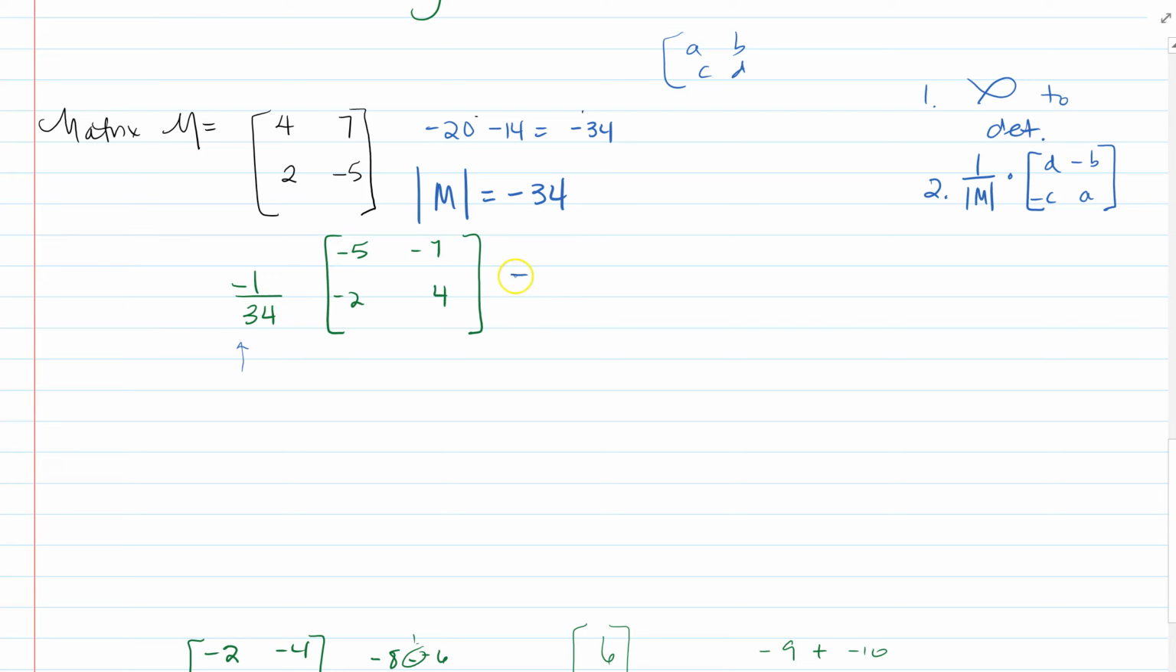Okay, so this is going to be 5 over 34, because I took negative 1 times negative 5, got positive 5 over 34, and then that's going to be 7 over 34. That's going to be 2 over 34. Not simplifying, not yet. And there is my inverse. There is my inverse. And I am hearing you say, so stinking what?